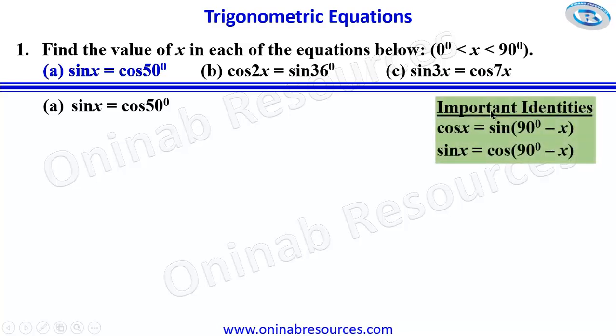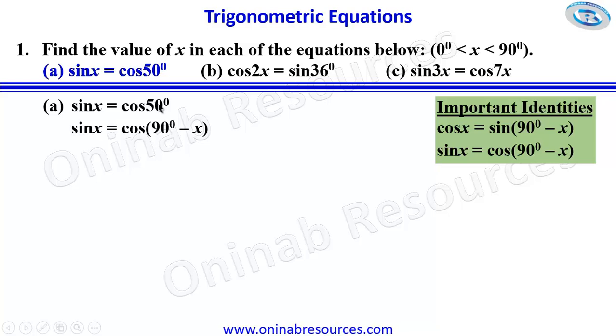So we are going to consider important identities that will be relevant for this solution. The first one is cos x is equal to sine 90 degrees minus x. Sin x is equal to cos 90 degrees minus x. So we now look at whichever way we want to go. Since we have sine x is equal to cos 90 degrees minus x, that is the particular one we are going to make use of.